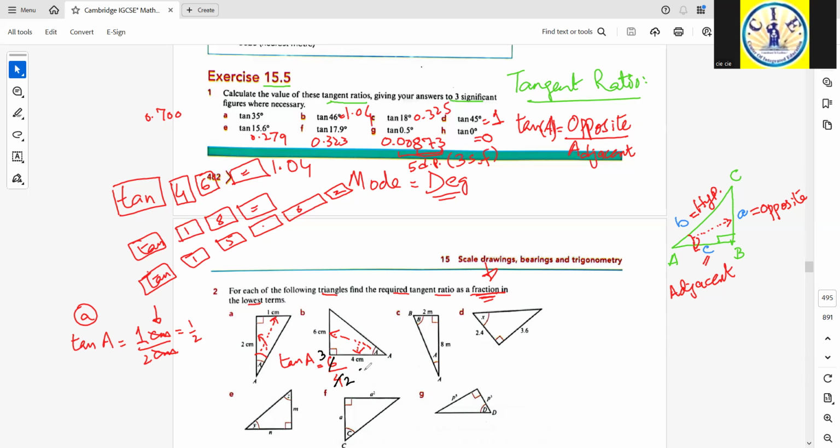So this will give us 3 by 2. Tangent of angle A is equal to 3 by 2. Now you need to see that this 3 by 2 is actually a fraction, but it represents 3 as the value of the opposite side and 2 as the value of the adjacent side. So this has to be written 3 by 2.